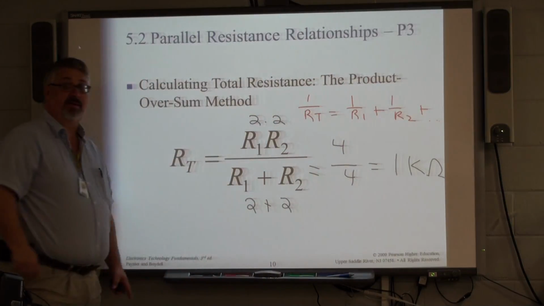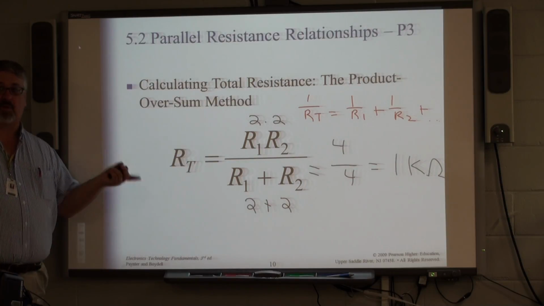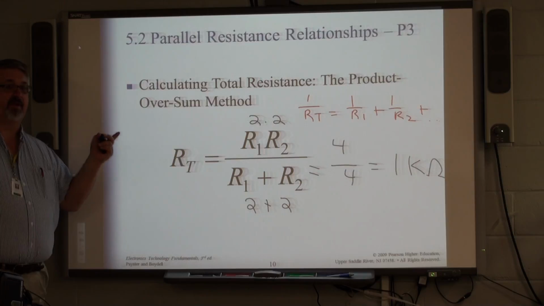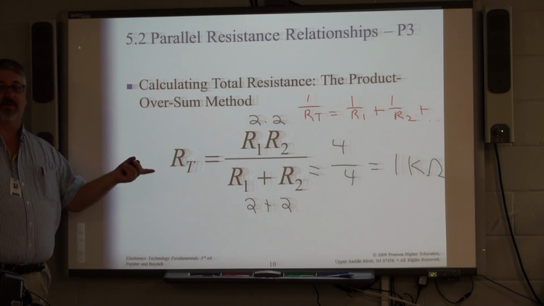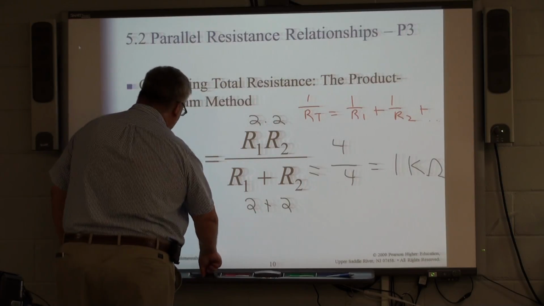So that formula works if you have just a mere 2 resistors. If you have more than 2 resistors, you have to do it with the first 2, get that value, and then do it with the next one. So I'll give you an example of that.